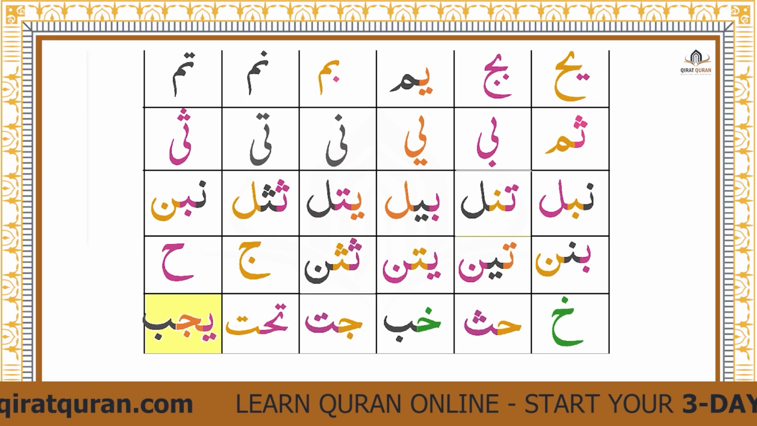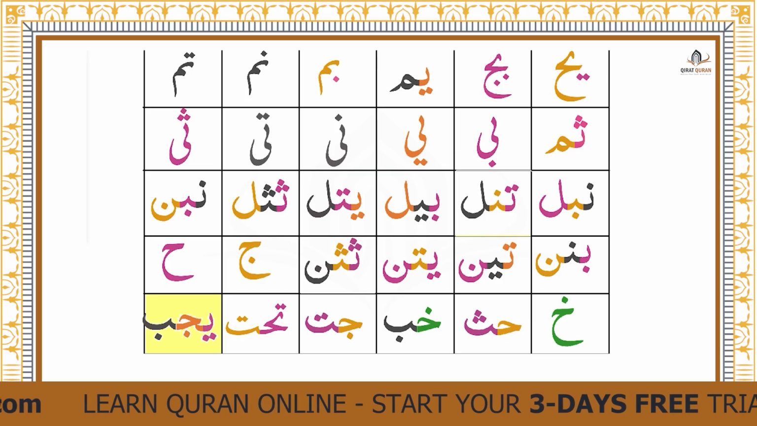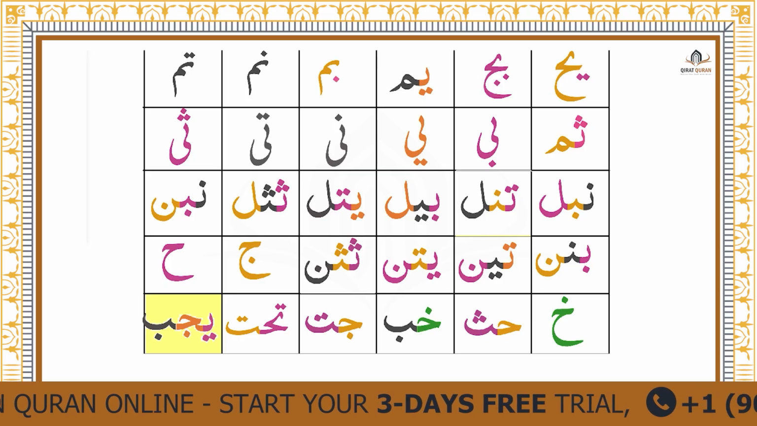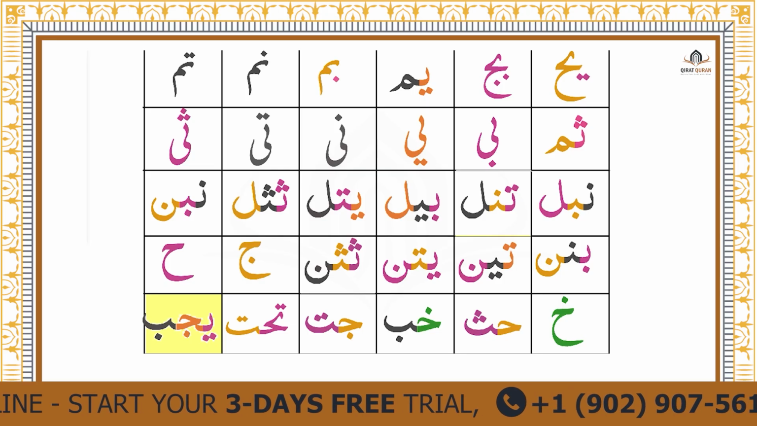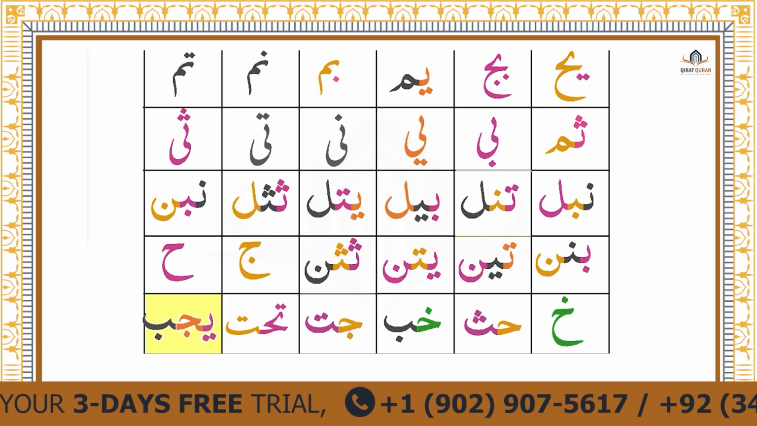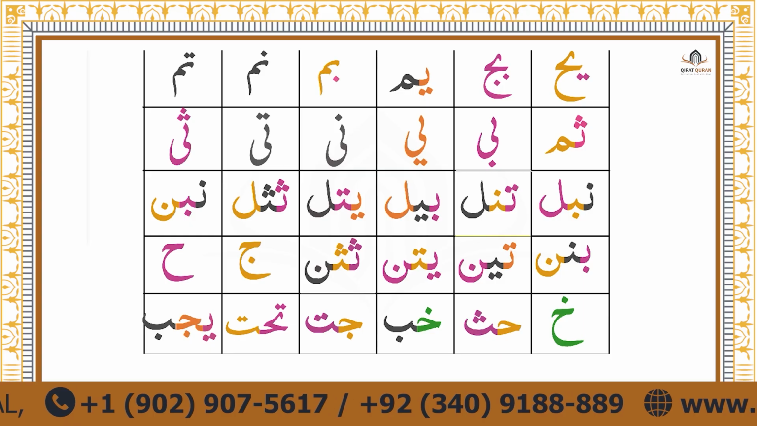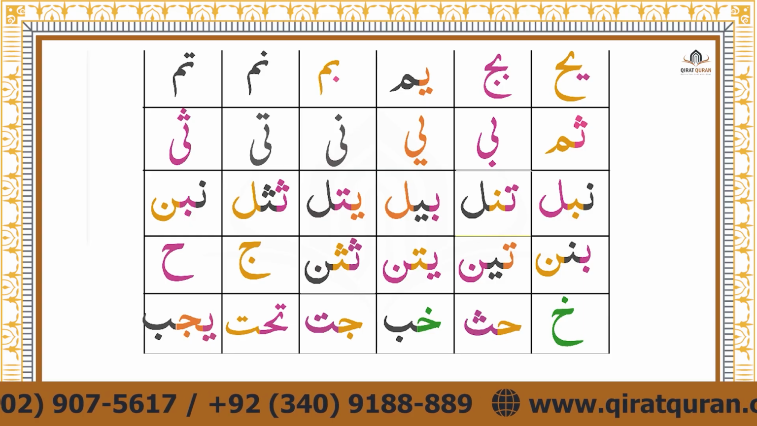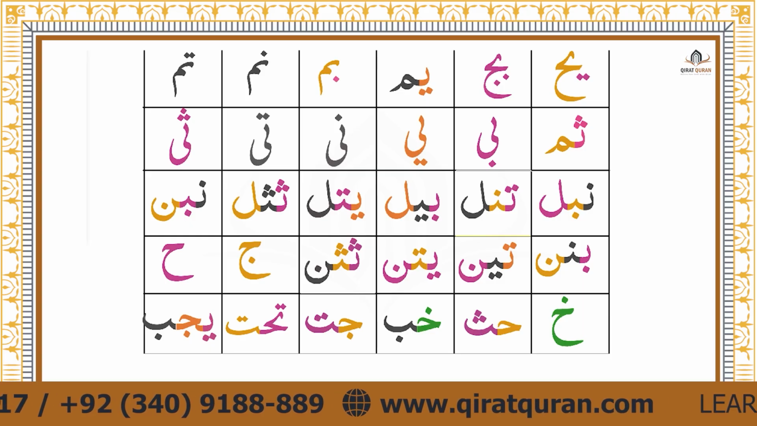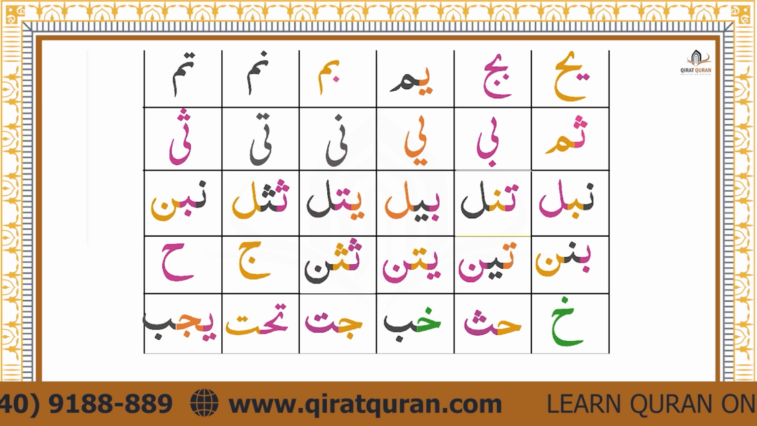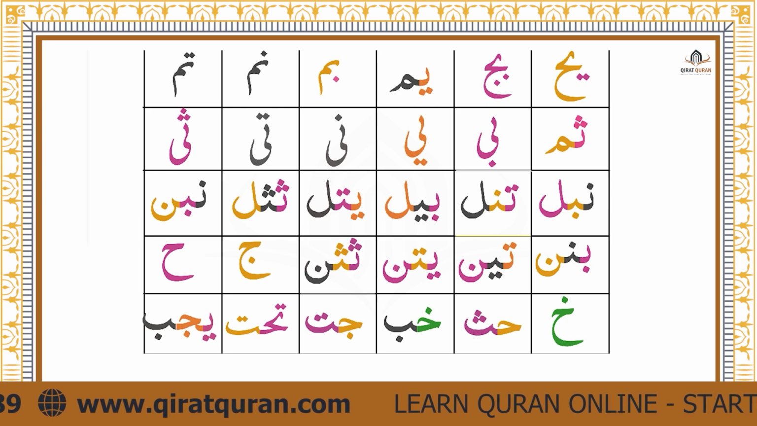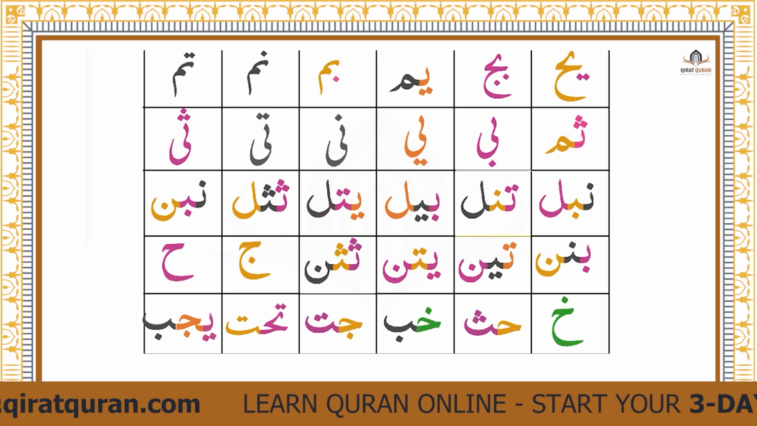So these three letters are, first one is ya, then the second one is Jim, and then the last one is ba. So now you have to practice all these letters together. Inshallah, in the next lesson we will read some more letters, and we'll learn how the letters look when they connect with each other.